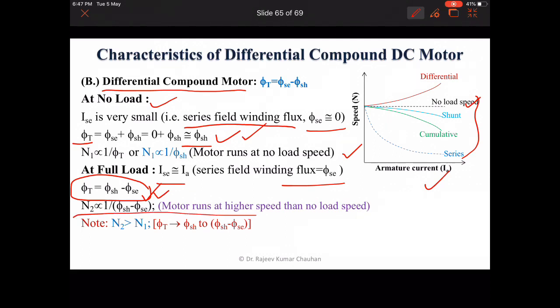So, in this case N2 will be greater than N1, while the value of total flux phi t will vary from phi SH to phi SH minus phi SE. Therefore, this curve is going upward, and we do not suggest this type of motor, because it will be the cause of unstable or non-operating conditions.